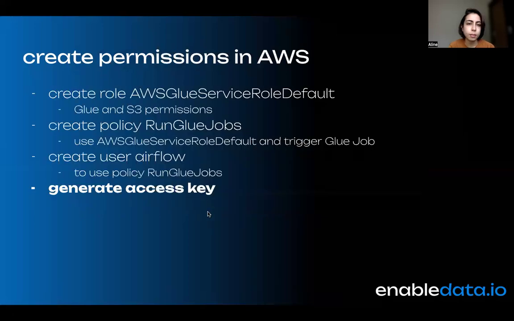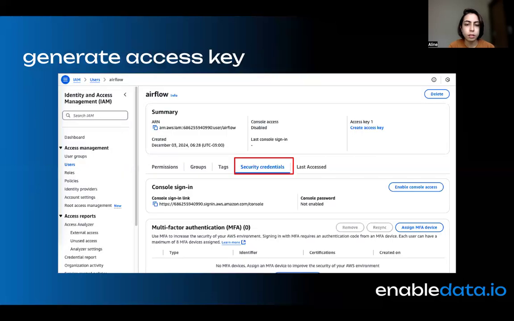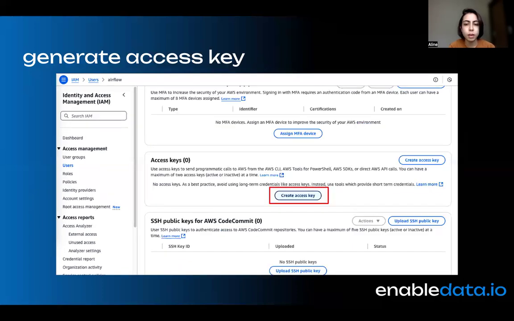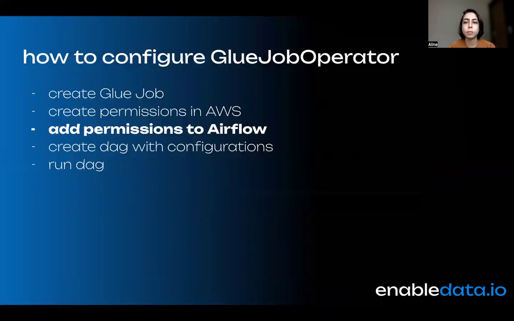And last but not least, you generate the access key. I usually do it in the console because I find that Terraform is trickier. But if you want to, you can go ahead and do that. I just added it here as the console does. And that's it. You create the access key and you save that information.